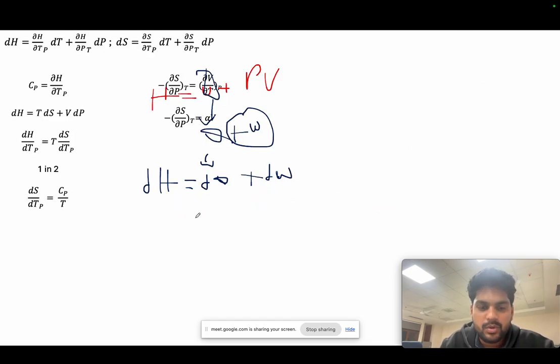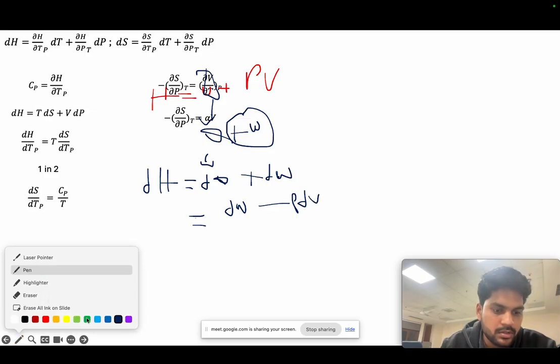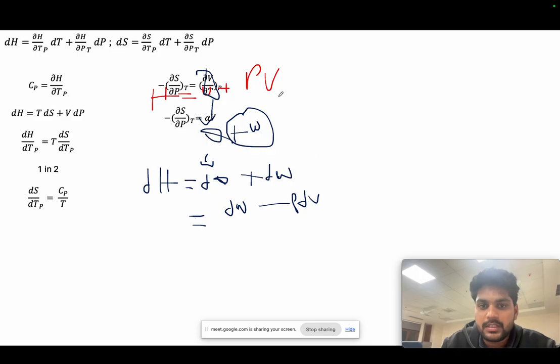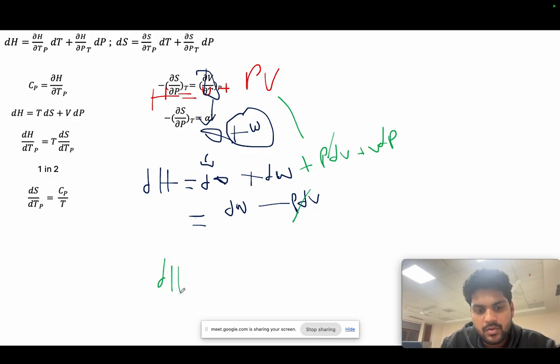Then it will go like dq minus p dv. Now what I am doing is, for this I am writing here plus p dv plus, applying the chain rule, v dp. So now this p dv and this p dv will be cancelled. So for dh, what we have is dh equal to dq plus v dp.